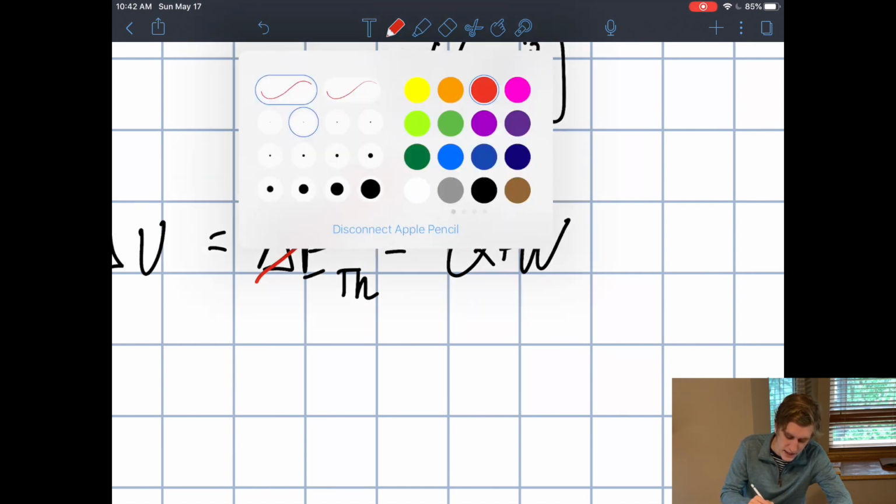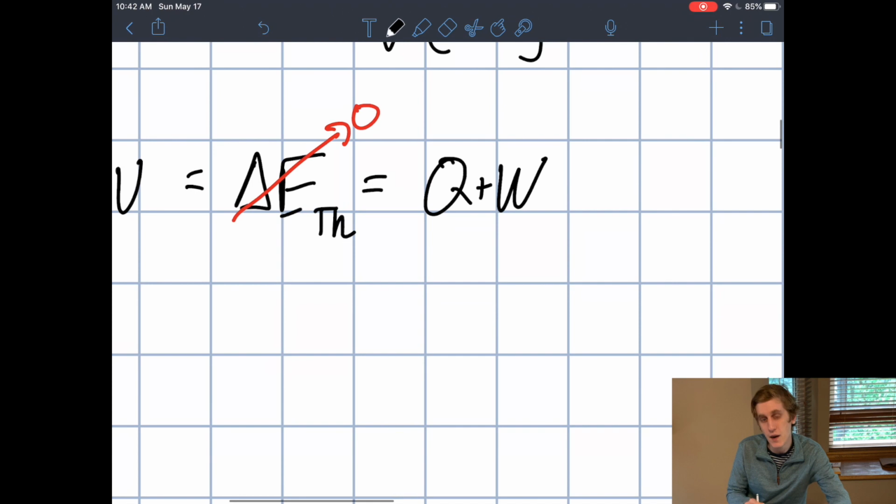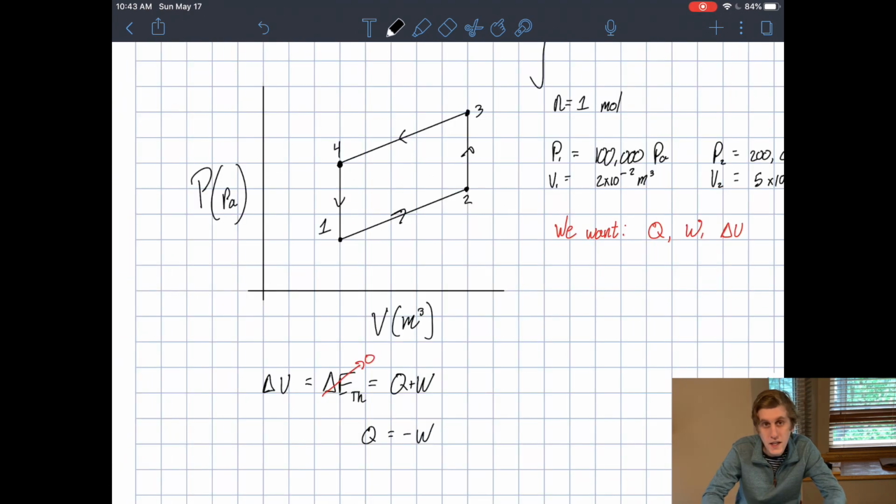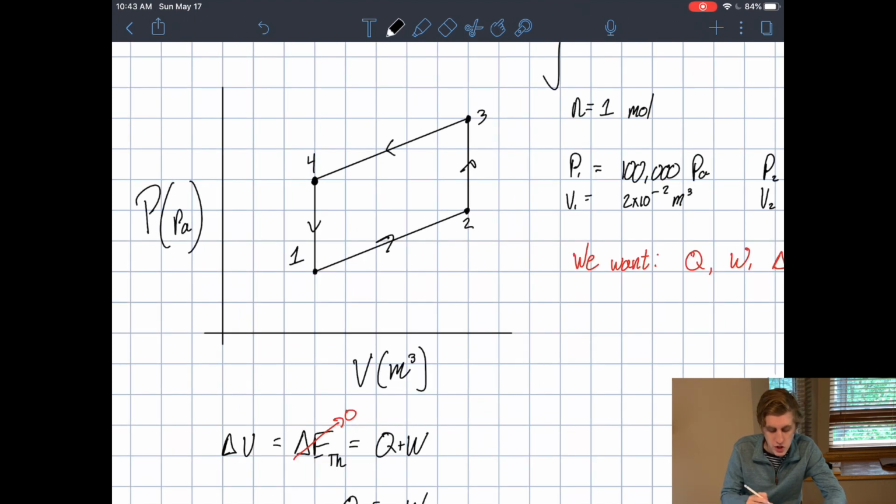So this immediately tells us that heat and work must be equal and opposite. We know how to calculate work on a PV diagram. We just have to calculate the area under each of the individual processes. But there are some things that we can think about that will allow us to simplify this down.